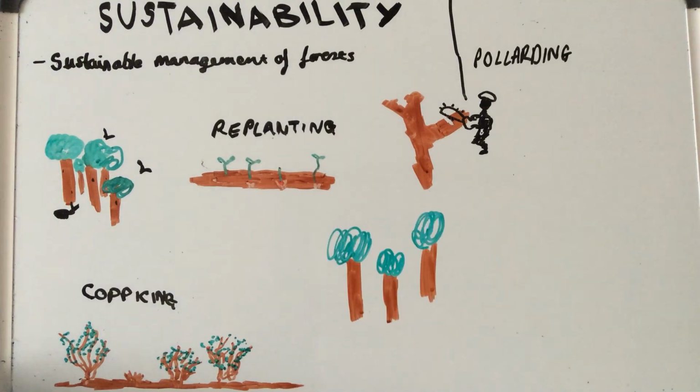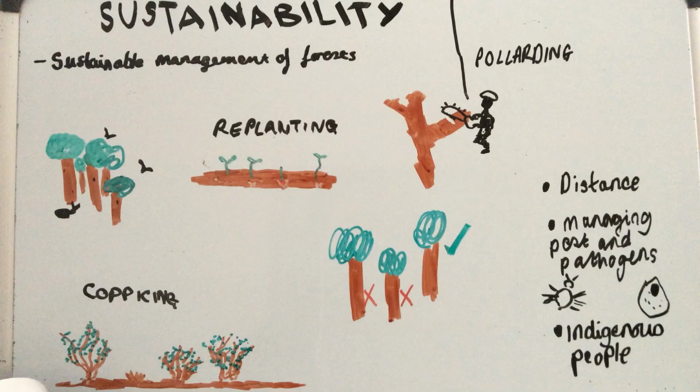To ensure that production is sustainable, timber companies practice selective cutting, replant trees, plant trees an optimal distance apart to reduce competition, manage pests and pathogens, and ensure areas of forest remain for indigenous people.